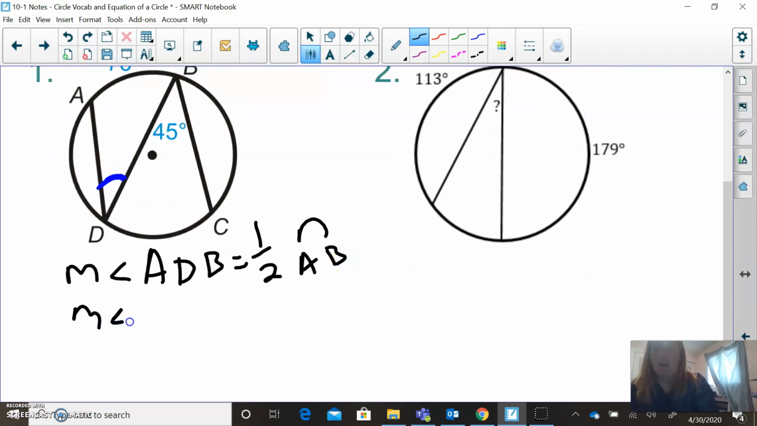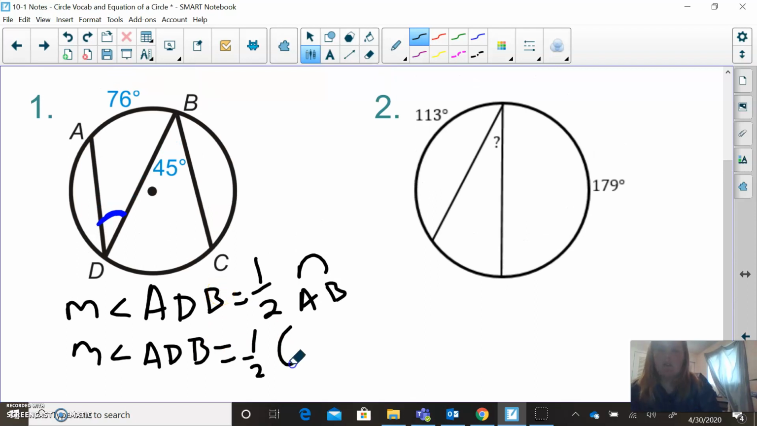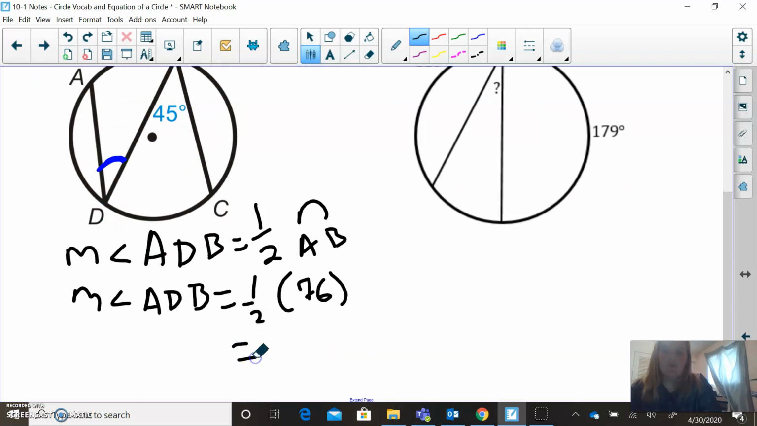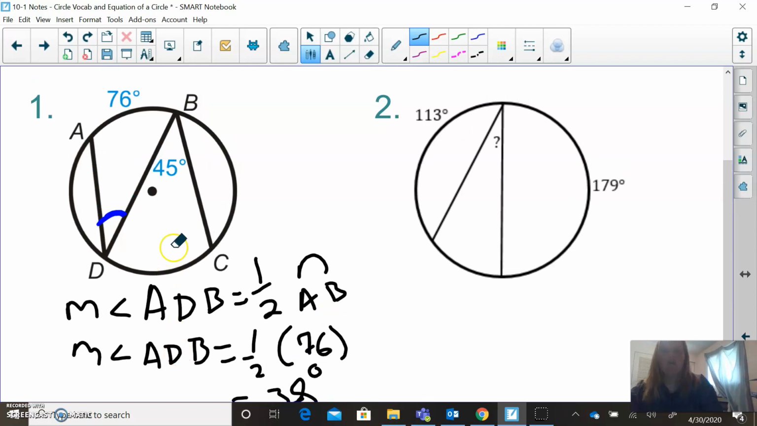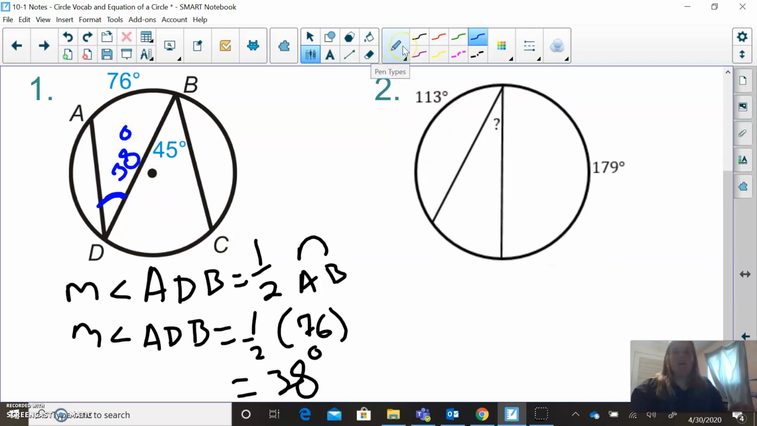So the measure of angle ADB is equal to 1/2 of 76, and 1/2 of 76 is equal to 38 degrees. So this one in blue is 38 degrees. All right, now we need to find the arc DC, which I'm going to mark in red. We need to find that arc right there.